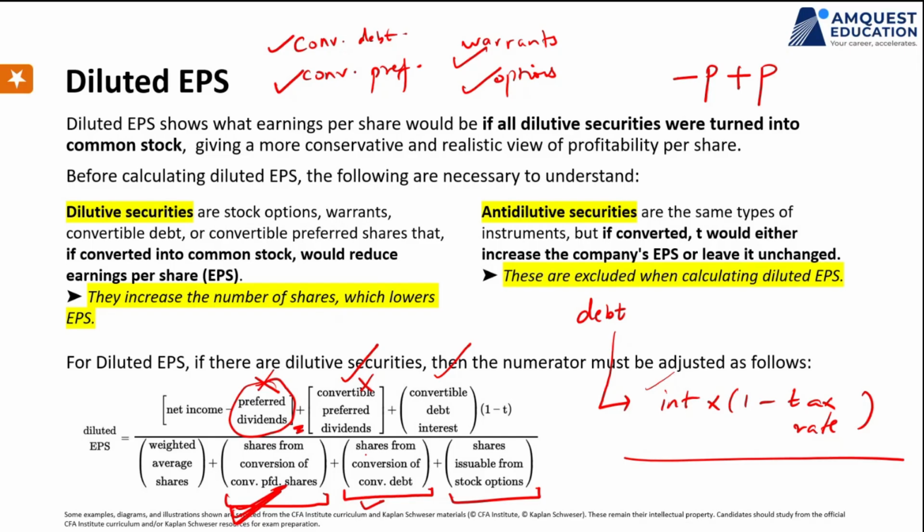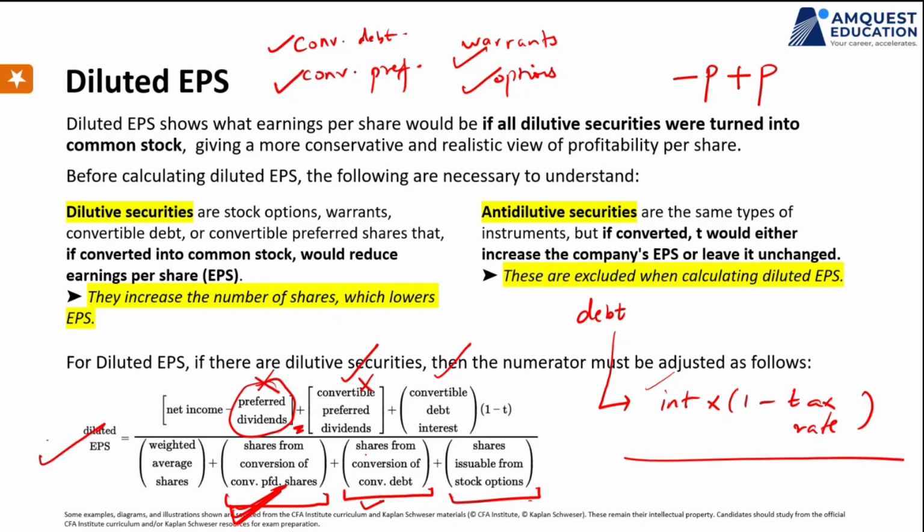So in a diluted EPS, there are three additions to the denominator for different securities. And in the numerator, there are two adjustments. One, you add the dividends back, and second, you add interest into 1 minus tax rate back. So these securities give you a diluted EPS.